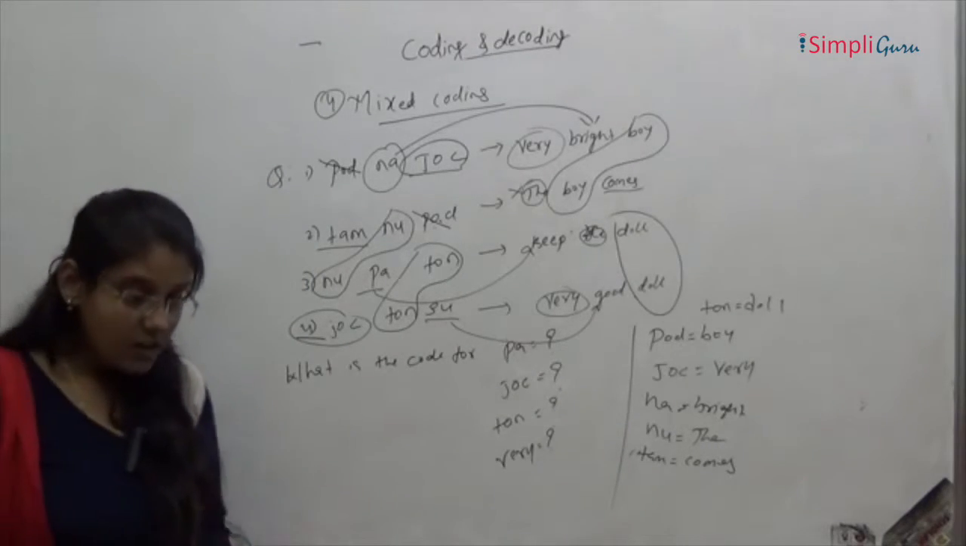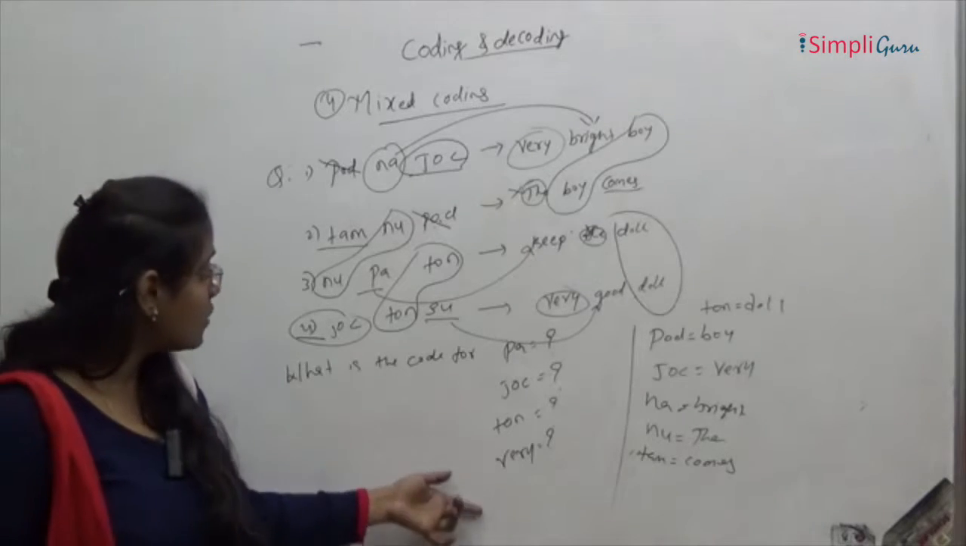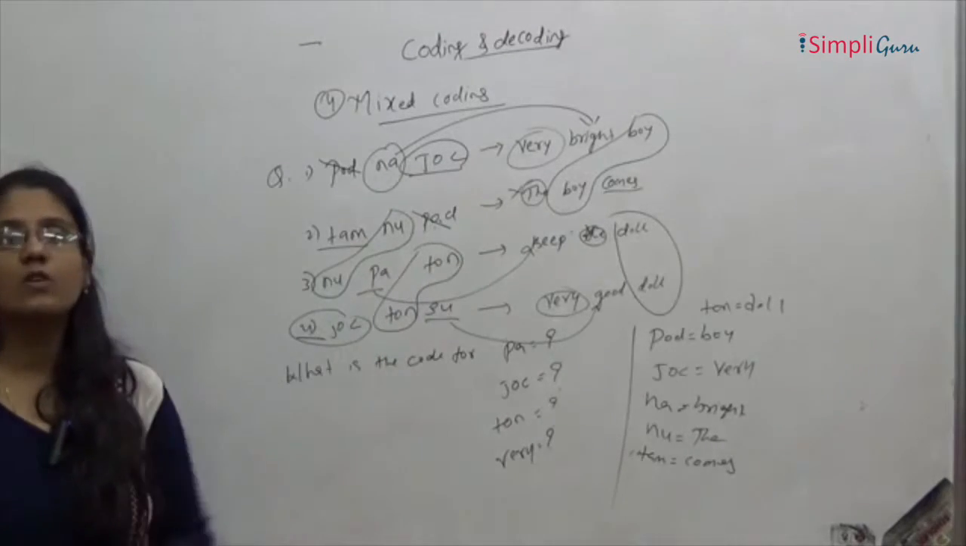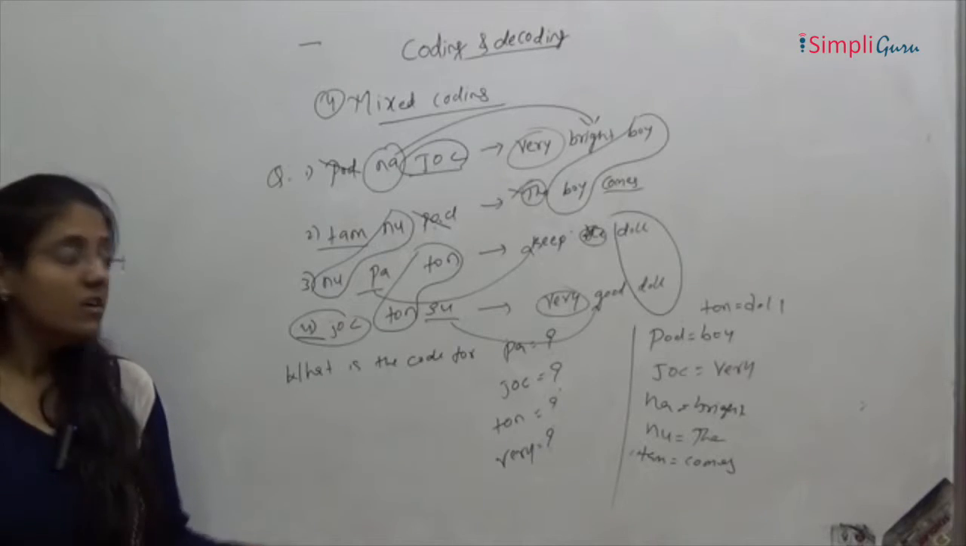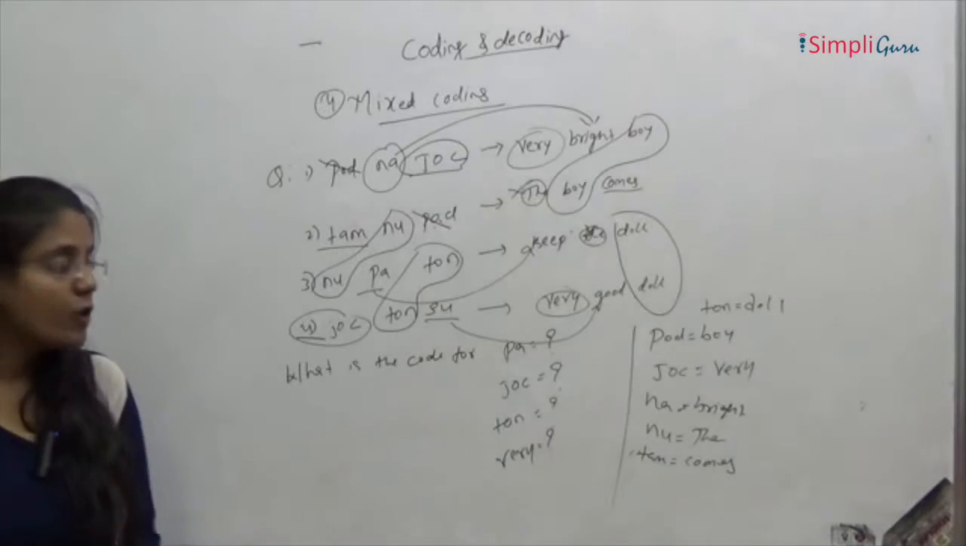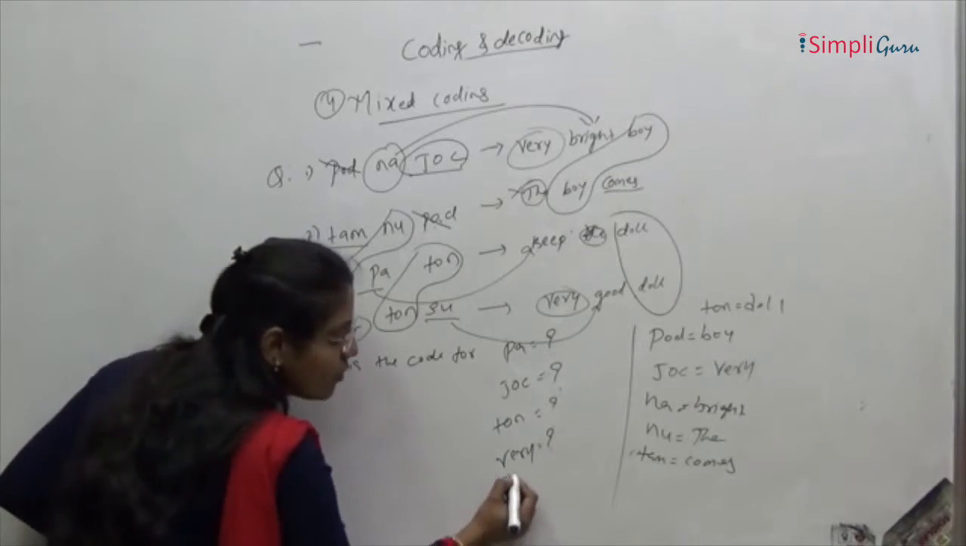Nowadays they are asking a question which is not at all mentioned in the question. They are asking a question which is not at all mentioned in the question. What is the code for a da?